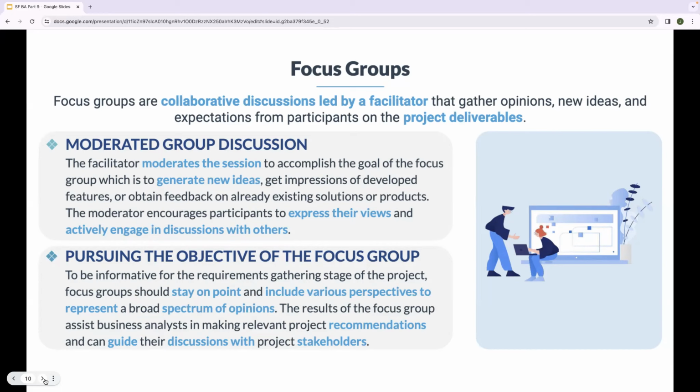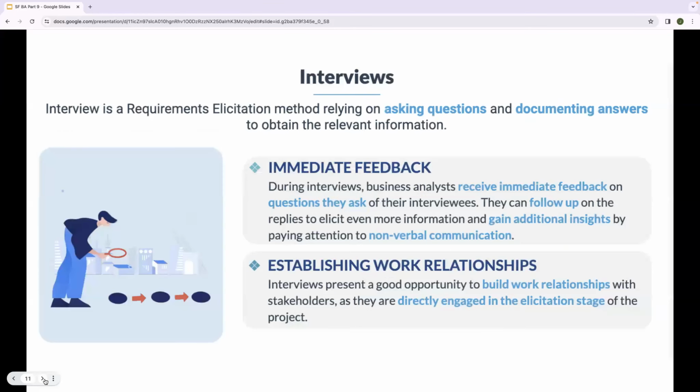The moderator encourages participants to express their views and actively engage in discussion with others. Pursuing the objective of the focus group to be informative for the requirement gathering stage of the project. The focus group should stay on point and include various perspectives to represent a broad spectrum of opinion. The result of the focus group assists business analysts in making relevant project recommendations and can guide their discussion with the project stakeholders.